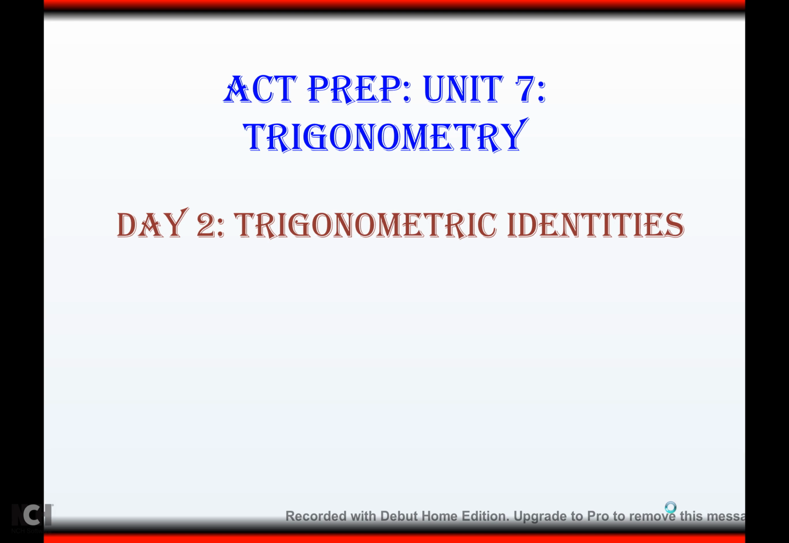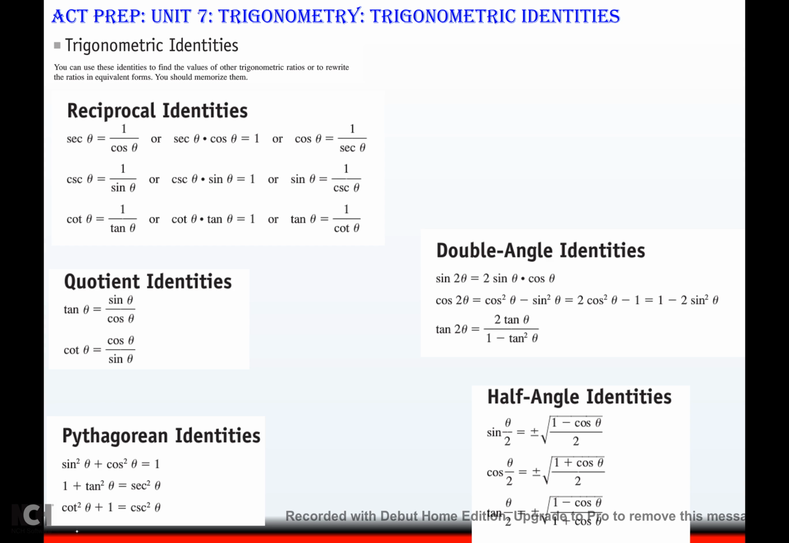All right, welcome back to Unit 7 ACT Prep, talking about trigonometry, and today we're going to talk about trigonometric identities. All right, so trig identities, we can use them to find the values of other trig ratios or to rewrite the ratios in equivalent forms. And you really do need to memorize these.